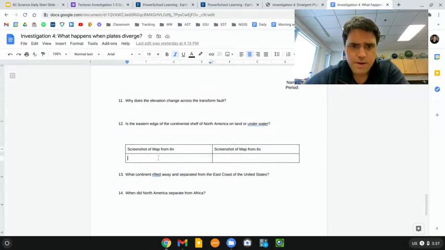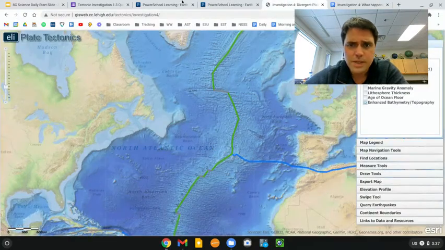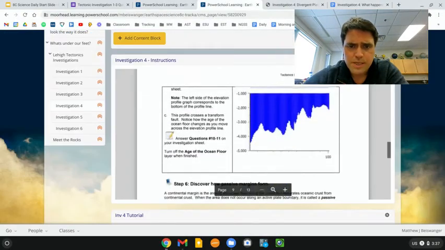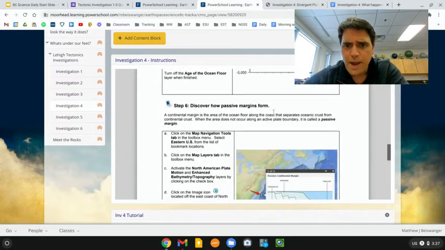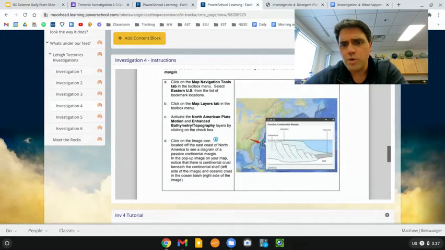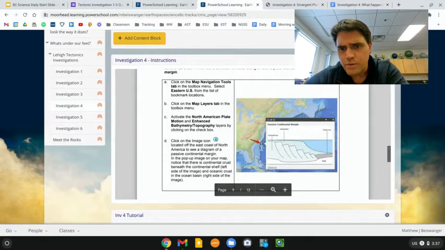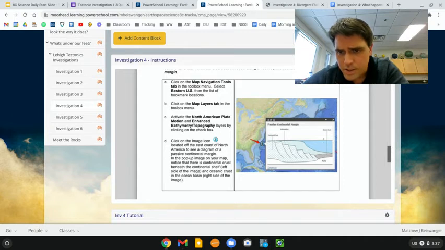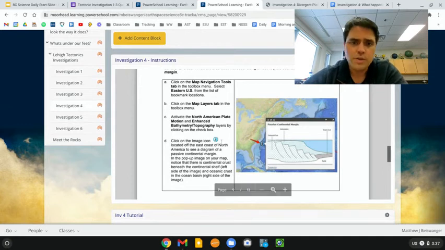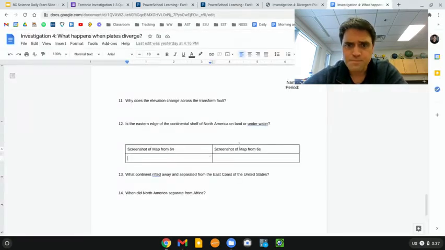Answer those questions. Again, a reminder, I did put a spot for some screenshots that you need from step 6. Step 6 is going to be all about discovering how the passive margin forms. So we're looking at that edge, the difference between oceanic crust and continental crust. You can see on the label here, and then you'll see this as you dig into it, oceanic crust is mainly that basalt crust, whereas continental crust is much more variety, and there's a transition that happens in between those. And that's the passive margin they're looking at.